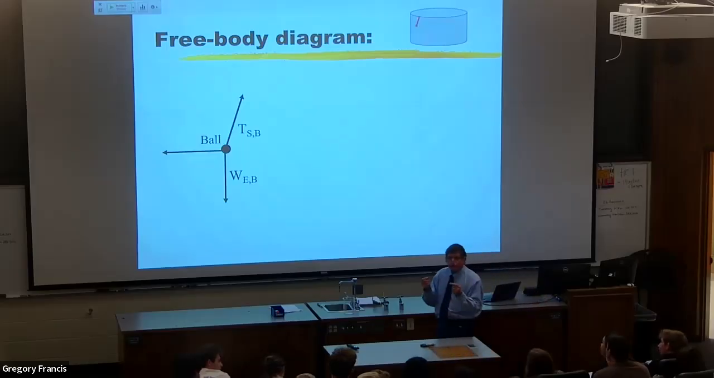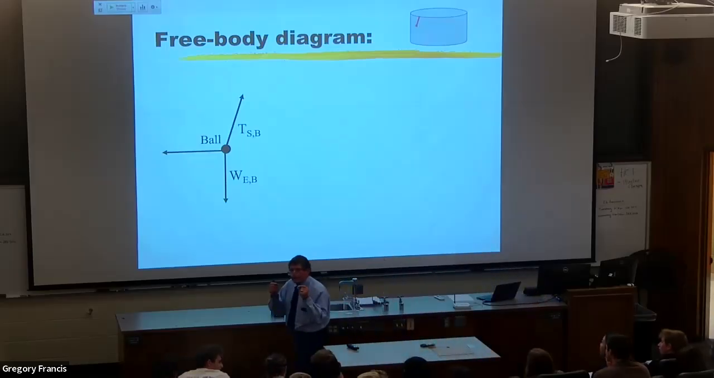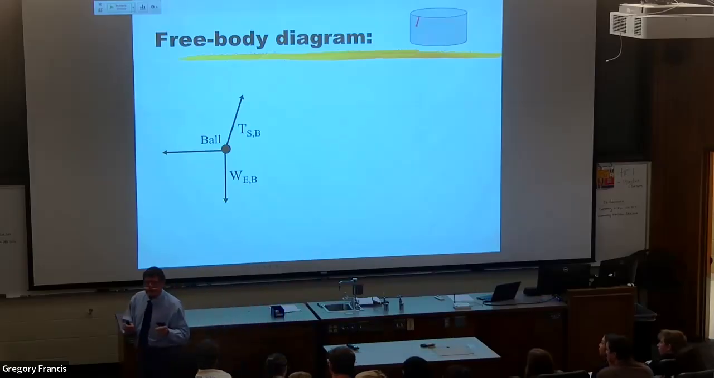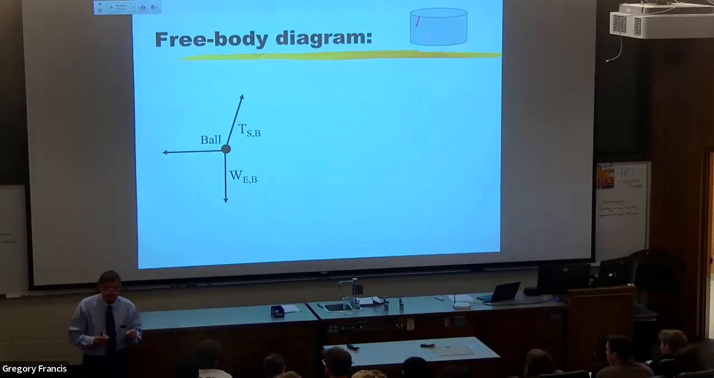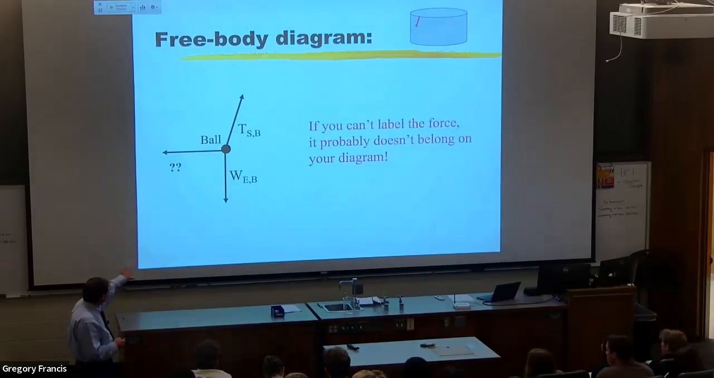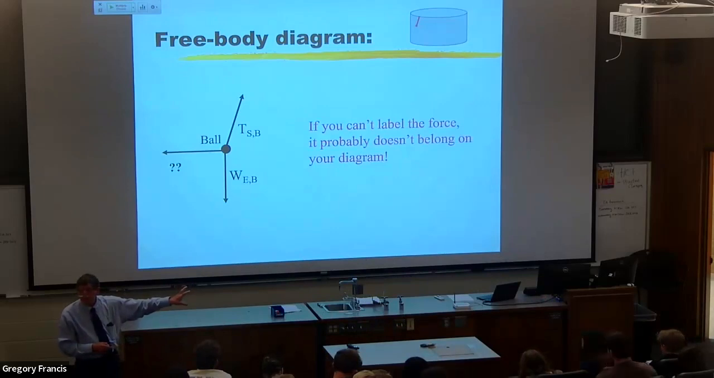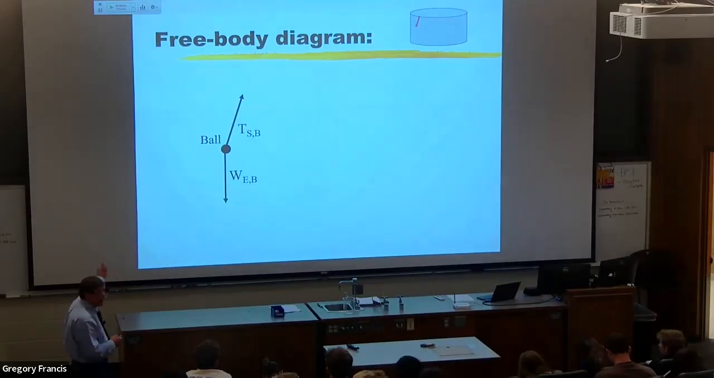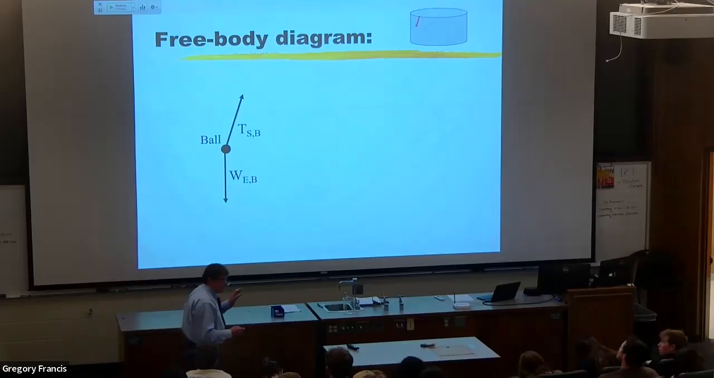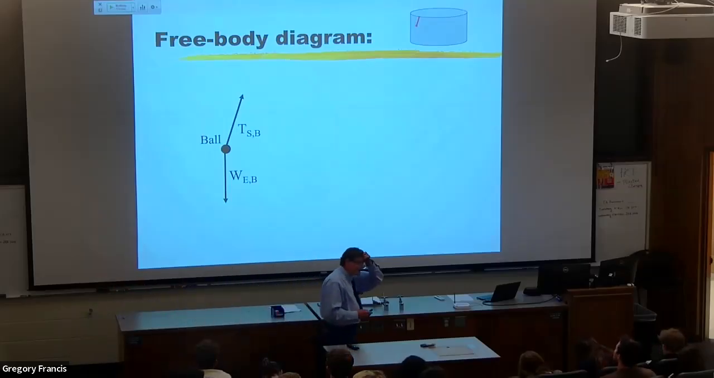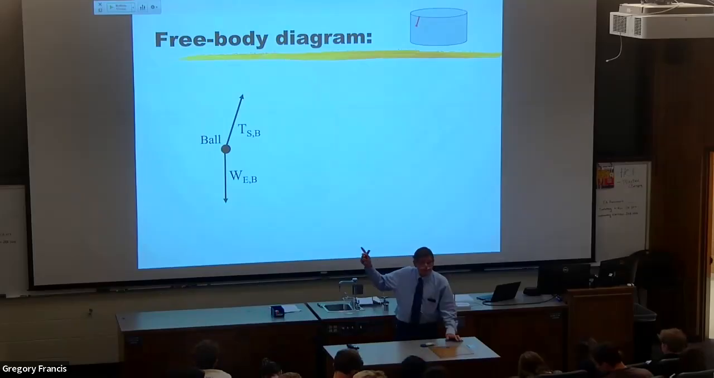Folks, I want you to put this in your toolbox. If you cannot find a boogeyman to blame that force on, it doesn't exist, okay? If you can't label the force, it probably shouldn't be on your free body diagram. There's nothing touching that ball except for the string. And we already took account of the string. And so that outward force doesn't exist. Okay? That's my free body diagram.